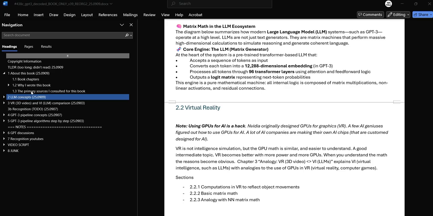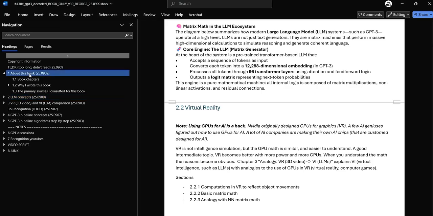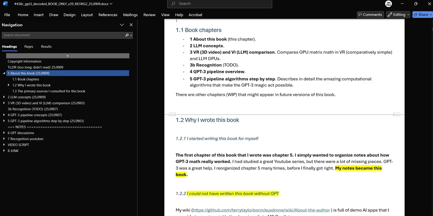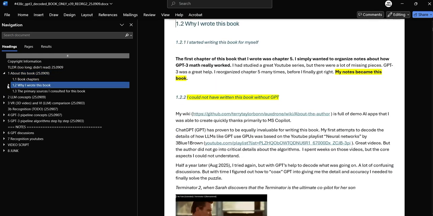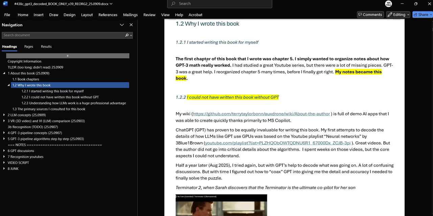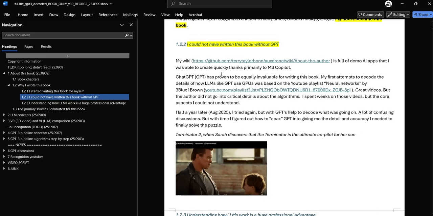So continue working our way backwards. This book, let's see, this book's chapters. Why I wrote this book. I started writing this book for myself. Chapter 5. I was trying to get to the core of what GPT-3 really is. I couldn't get a simple explanation anywhere. It's like, why is this so complicated? So my notes became this book. Now, I couldn't have written this book without the latest version of GPT. So if you look at my wiki, I've got a wiki here. Let's see if I open it.